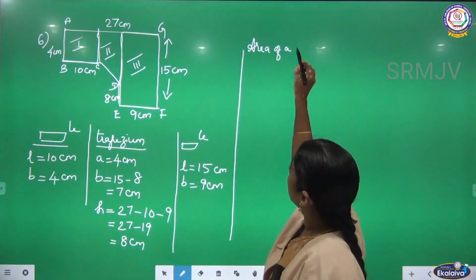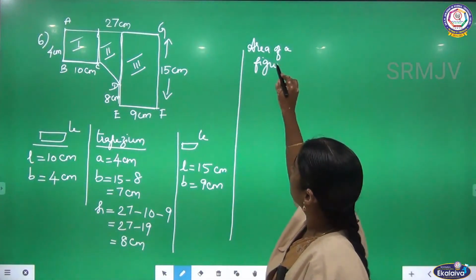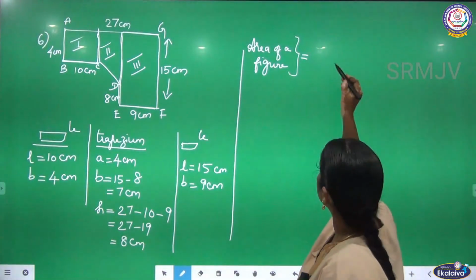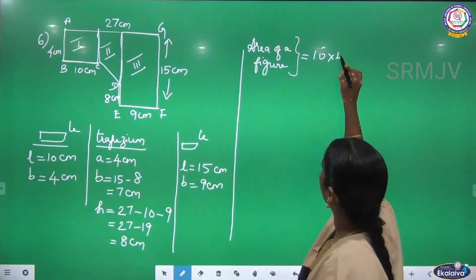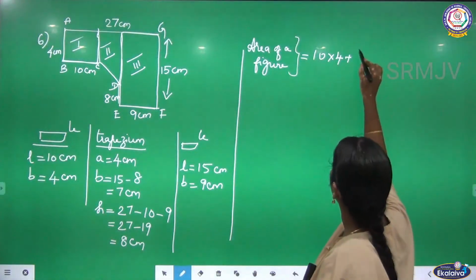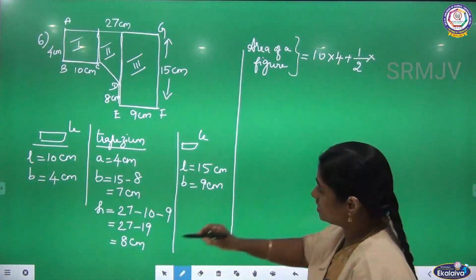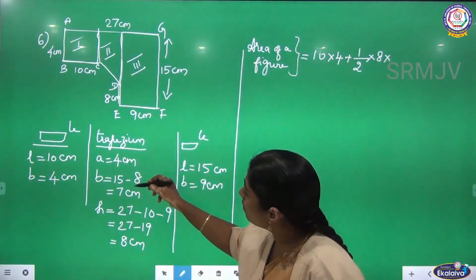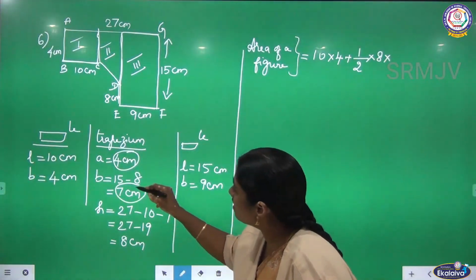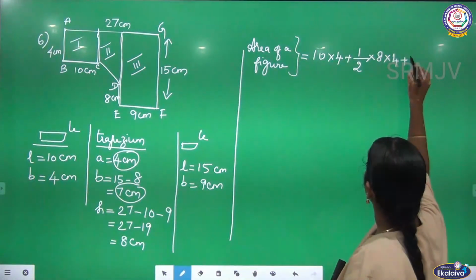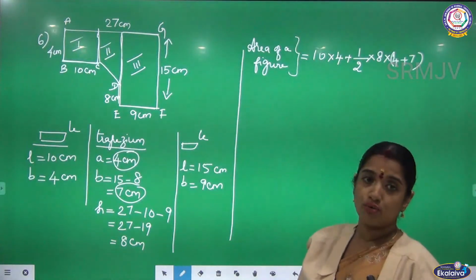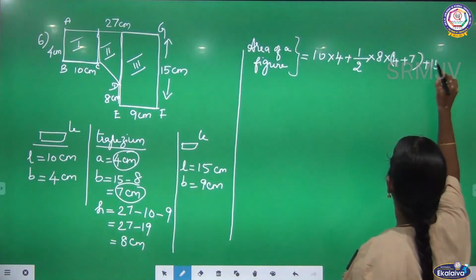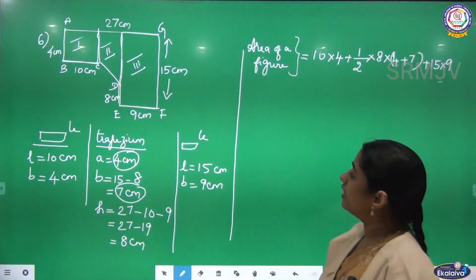Area of a figure is equal to, listen, substitute the length into breadth. First 10 into 4 plus half into height. What I found out here? 8 into A plus B is what? 4 plus 7. So 4 plus 7. Open the bracket and close the bracket. Plus, what is the length here? 15 into 9. Can you clear this?